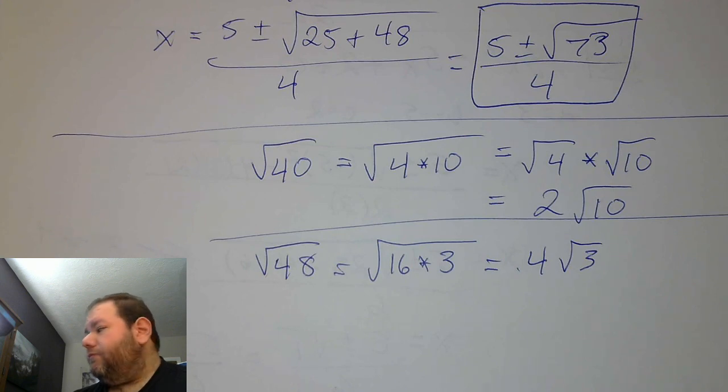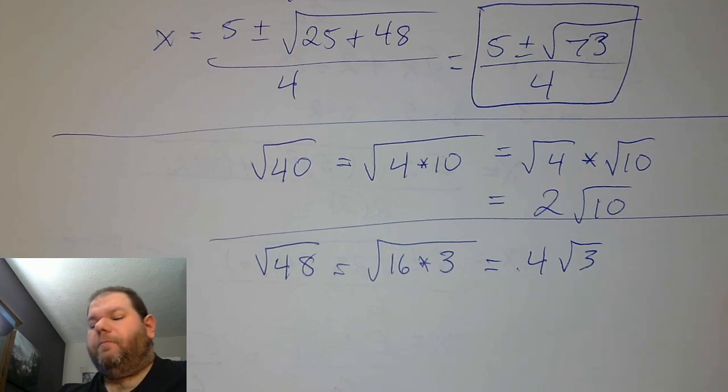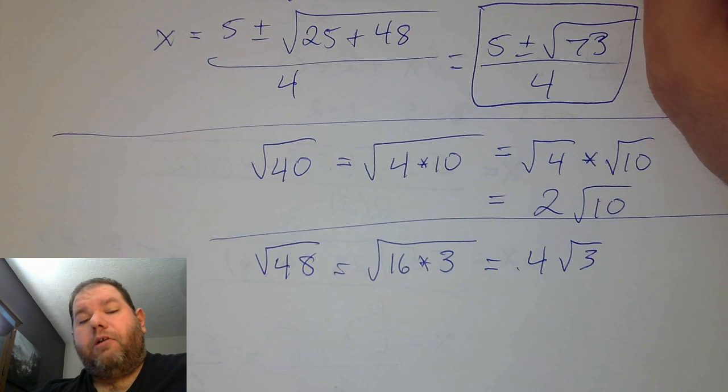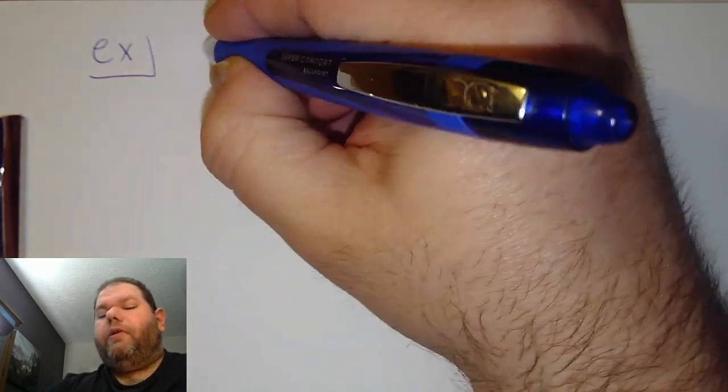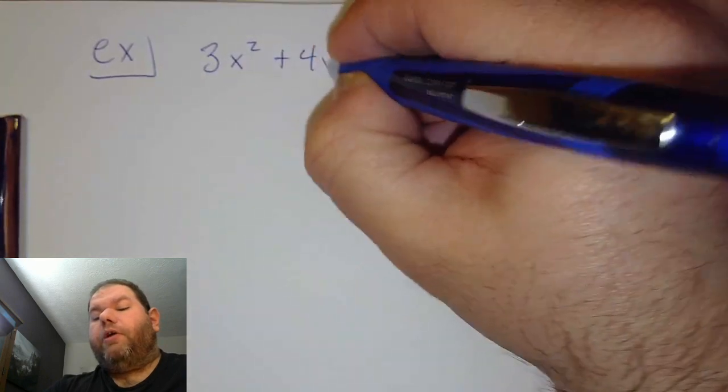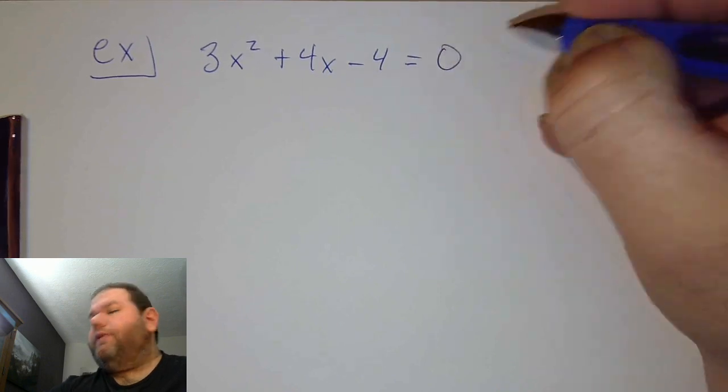Any questions on that? So let's look at another problem where we can utilize that. 3x squared plus 4x minus 4 is equal to 0.